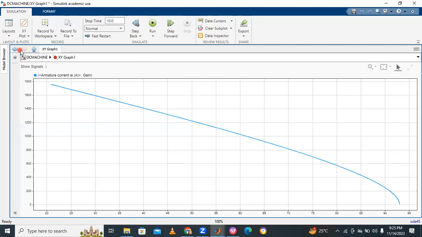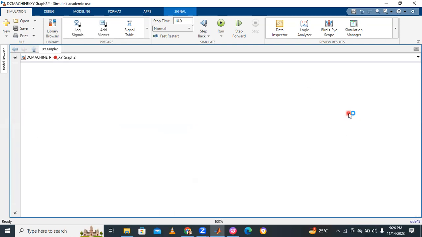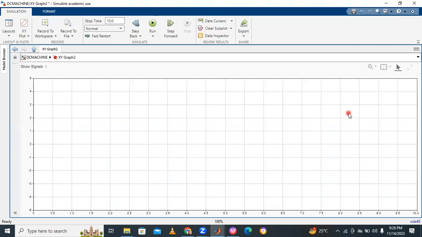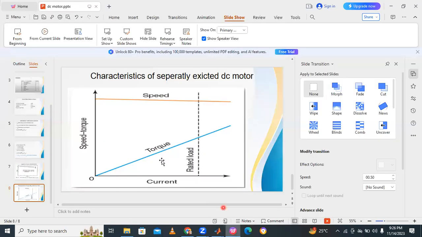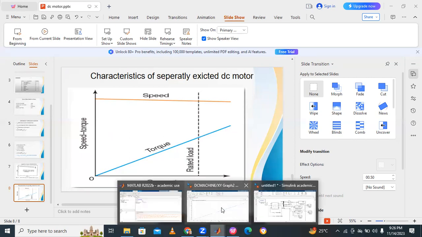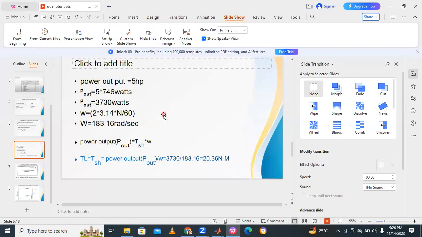Coming to the next characteristics, this is connected to armature current IA, and the next terminal to torque. Open this torque versus IA characteristics; it increases linearly. This is for a separately excited DC motor. So like this, we can analyze the performance characteristics of a separately excited DC motor.